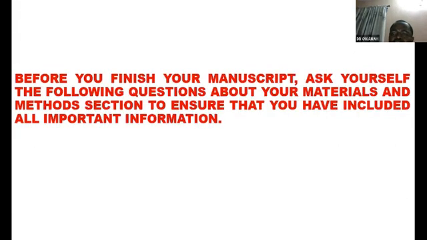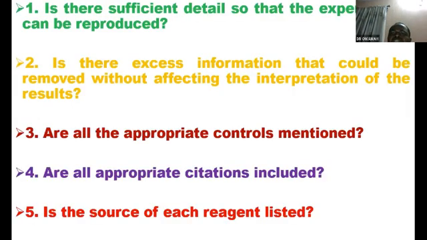Before you finish your manuscript, ask yourself the following questions about your materials and methods section to ensure that you have included all important information. Number 1, is there sufficient detail so that the experiment can be reproduced? So having written it, you need to ask yourself these questions. Have I put down sufficient detail such that anybody anywhere in this world can do exactly what I have done and get similar results?